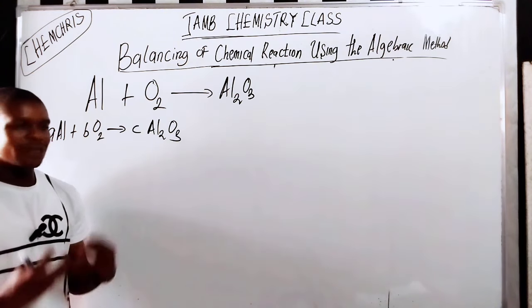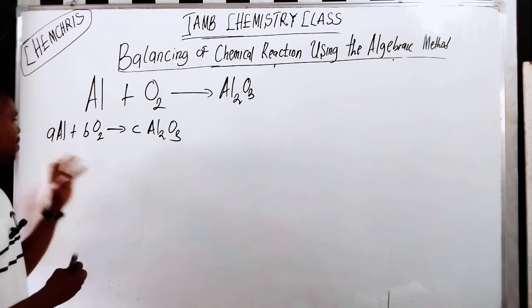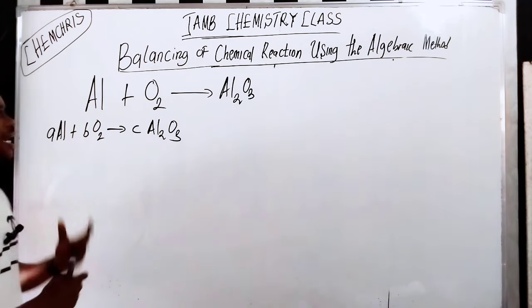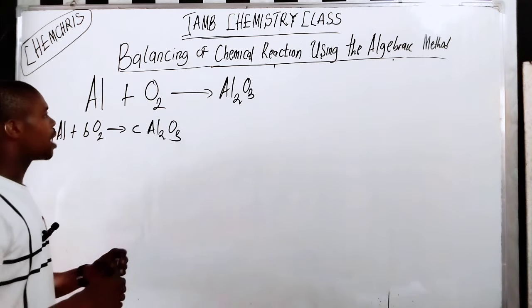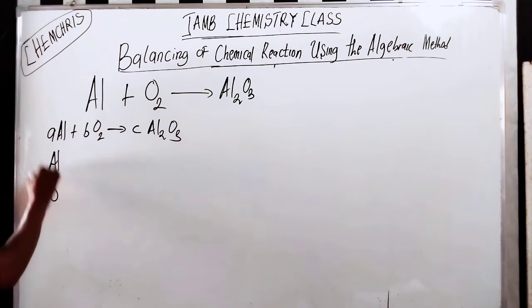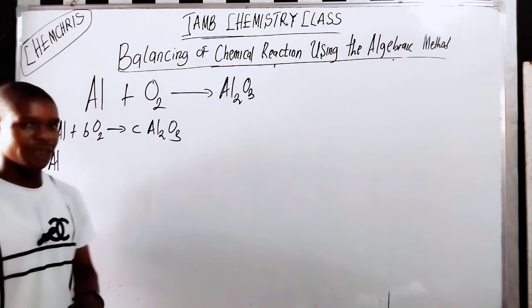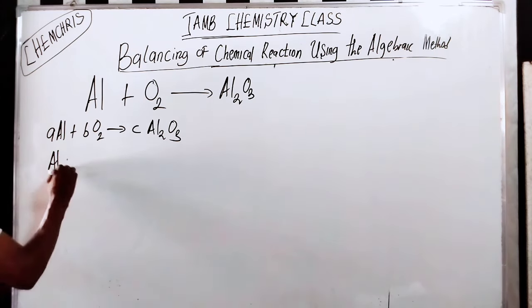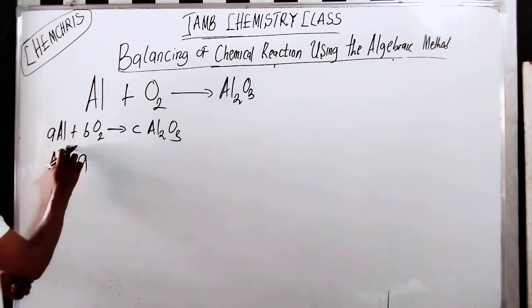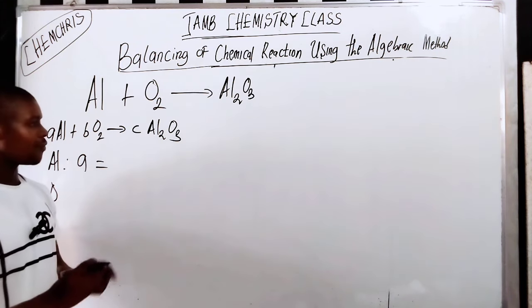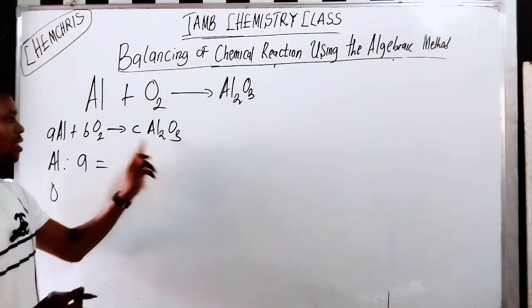Now, what is step two? Step two says to write an equation for each of the elements. How many elements do we have here? We have two elements, aluminum and oxygen. How many aluminum do we have on the left? One aluminum, so it's A, because 1 times A is A. On the right we have two atoms of aluminum, so 2 times C is 2C.